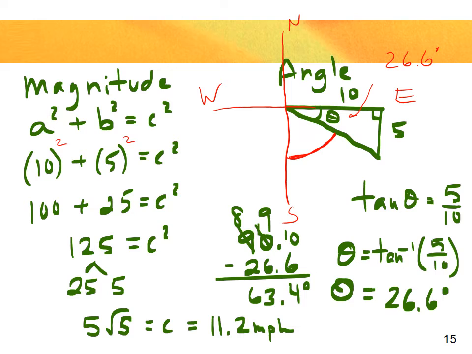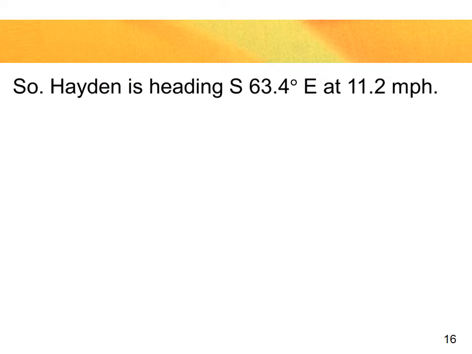In fact, you know what we'll do? I'm not going to do the significant digits as that important here. I am going to just round this off to the nearest tenth. So 11.2. So 5 times the square root of 5 should give you 11.2, and that will be our miles per hour. And let's go with it here. So the answer is Hayden is heading south 63.4 degrees east at 11.2 miles per hour. All right, good job.